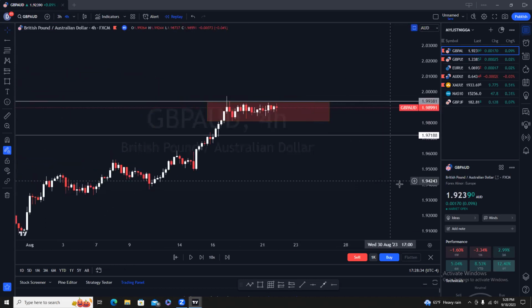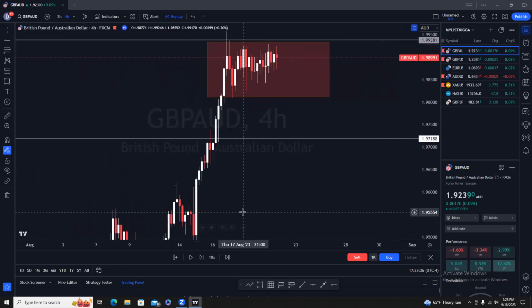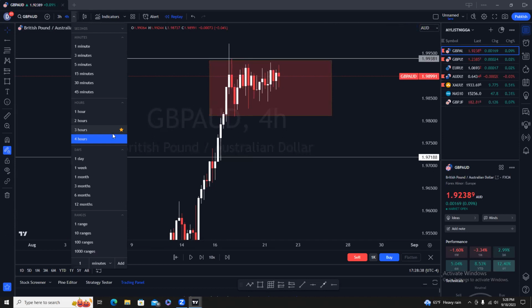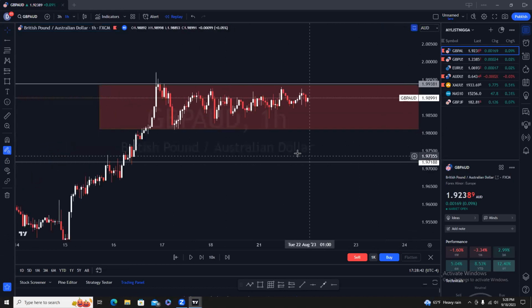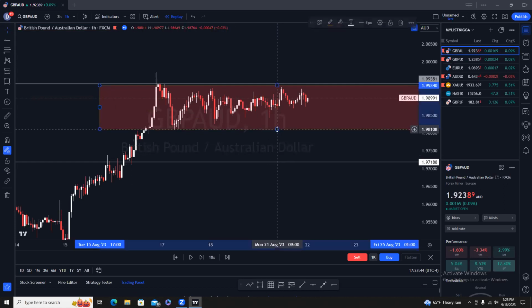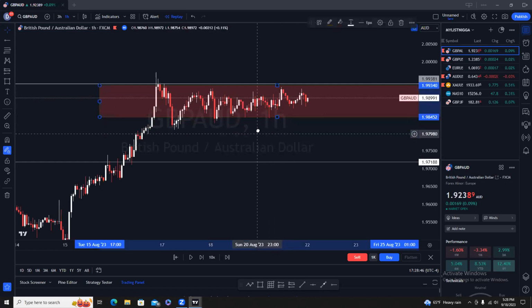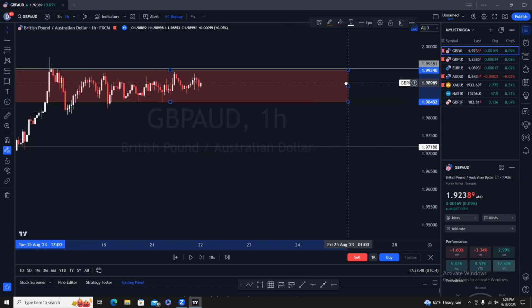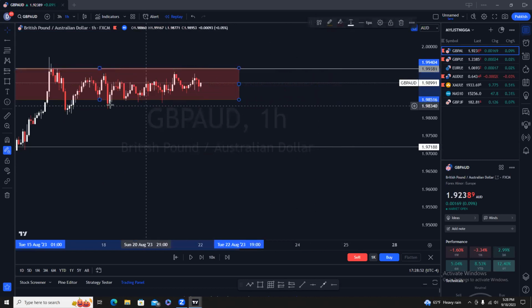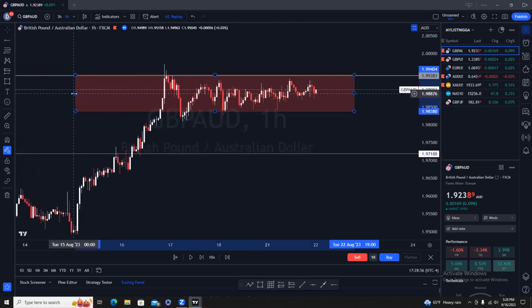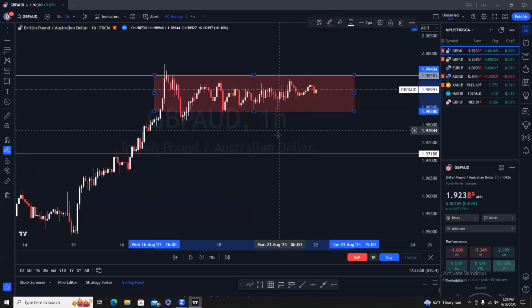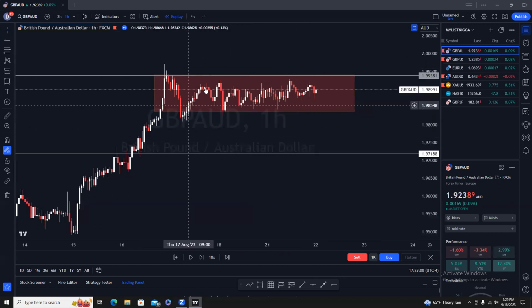So now what we're gonna do on the 4-hour is, matter of fact, we're gonna go to the 1-hour and refine this just a little bit, like this. Okay. And now what we're gonna do is wait for a break of structure to either the up or downside. We're expecting to go back to the downside.